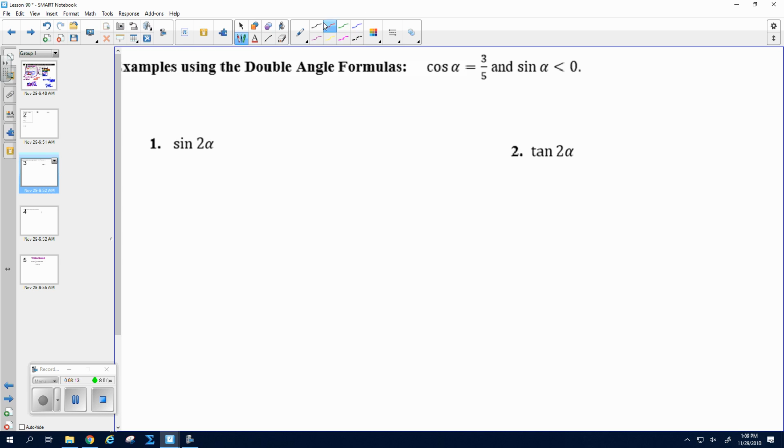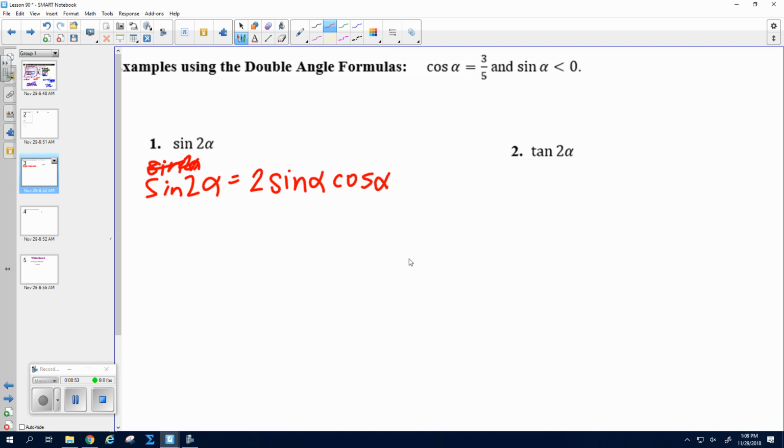All right, here we go. Cosine of alpha is 3/5, and sine of alpha is less than 0. Find the sine of 2 alpha. What does that mean? So, what we can do for sine of 2 alpha is we can just know our formula. All right, sine of 2 alpha. You could just memorize it: 2 sine alpha cosine alpha. That's just the double angle formula for sine.